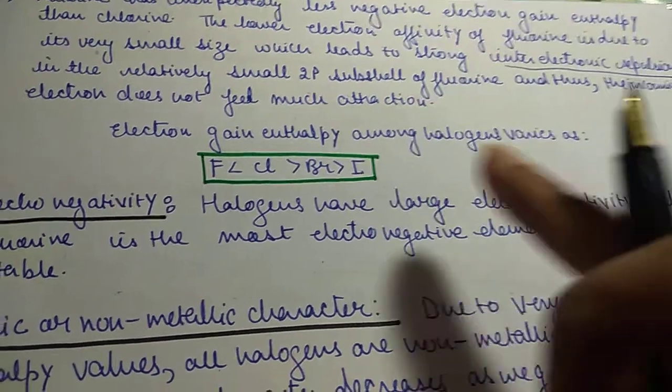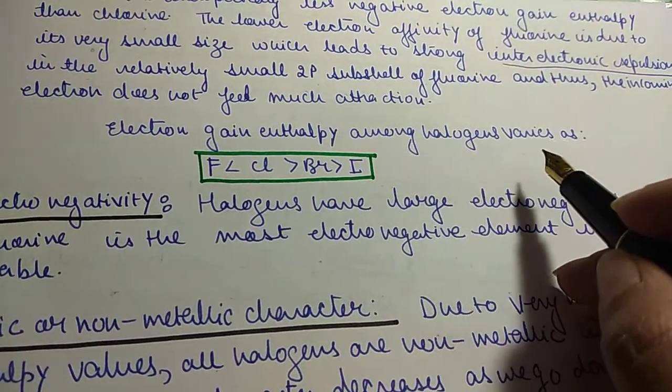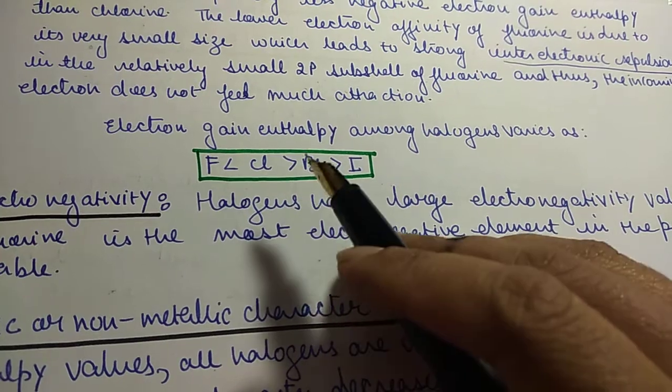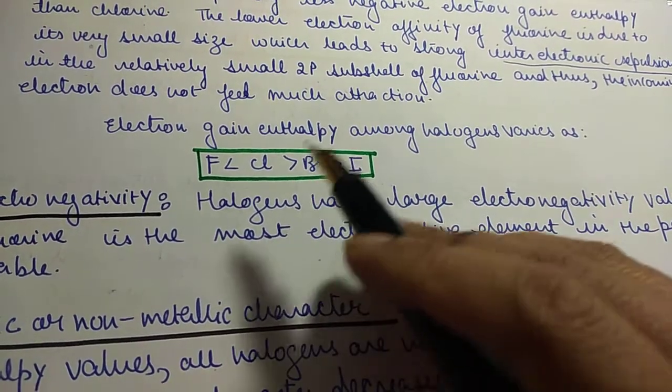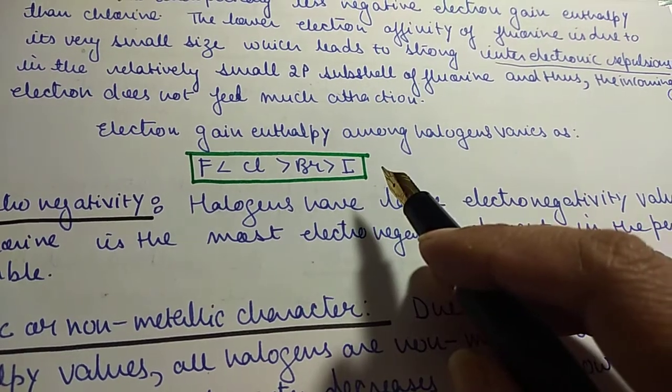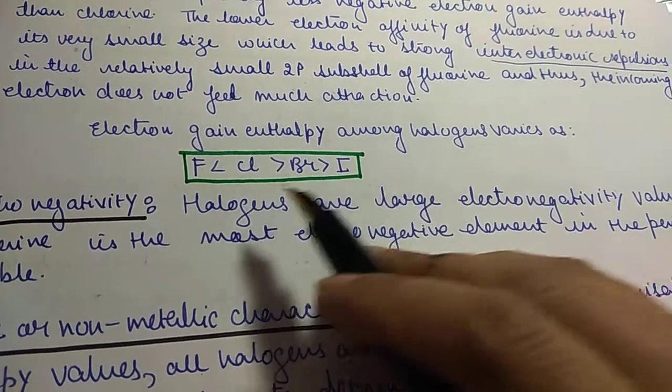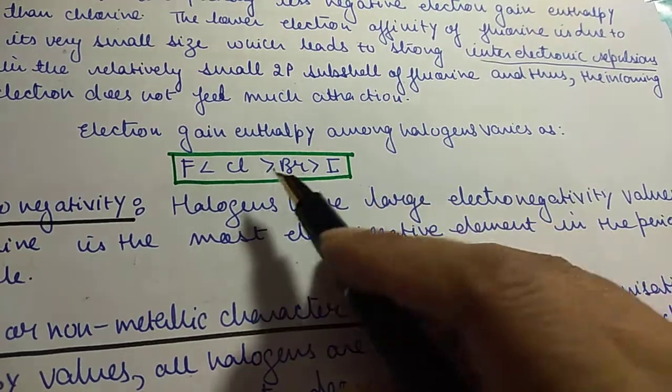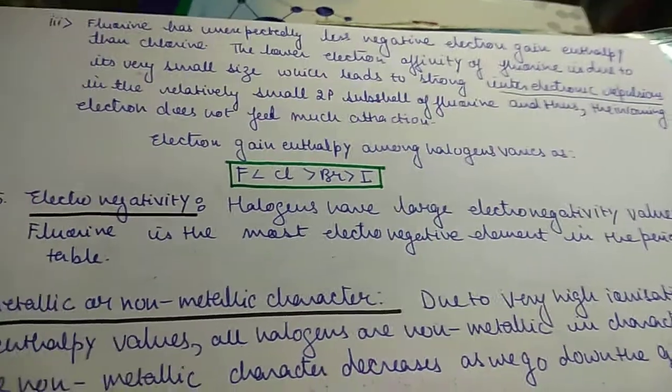So electron affinity among halogens varies as follows: fluorine is less than chlorine, but chlorine is more than bromine, then bromine has greater electron affinity than iodine. So amongst all the halogens, chlorine has maximum electron affinity.